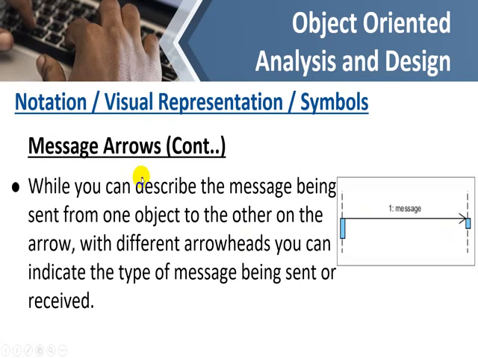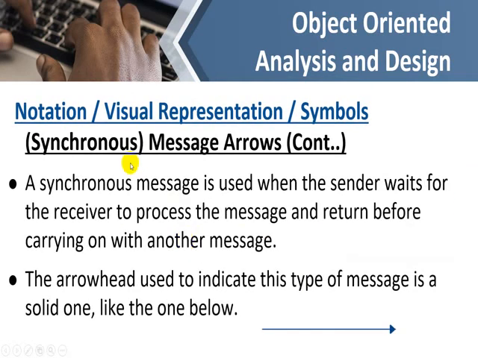While you can describe the message being sent from one object to the other on the arrow, with different arrowheads you can indicate the type of message being sent or received. So in fact, this arrowhead sometimes describes the type of messages that we are sending or receiving. So now we have two types of message arrows, synchronous and asynchronous.